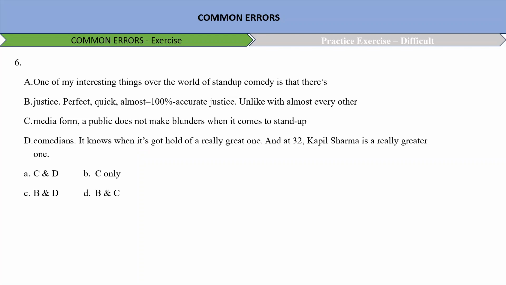Okay, now, first thing first, you see, when we read sentence A, one of always takes plural noun and singular verb, which is correct. Grammatically, it's correct. But where is the error? One of the interesting things, not my interesting things. You're talking in general. This passage is talking in general. This passage is not indicating possession with anyone. Okay, it is talking in general.